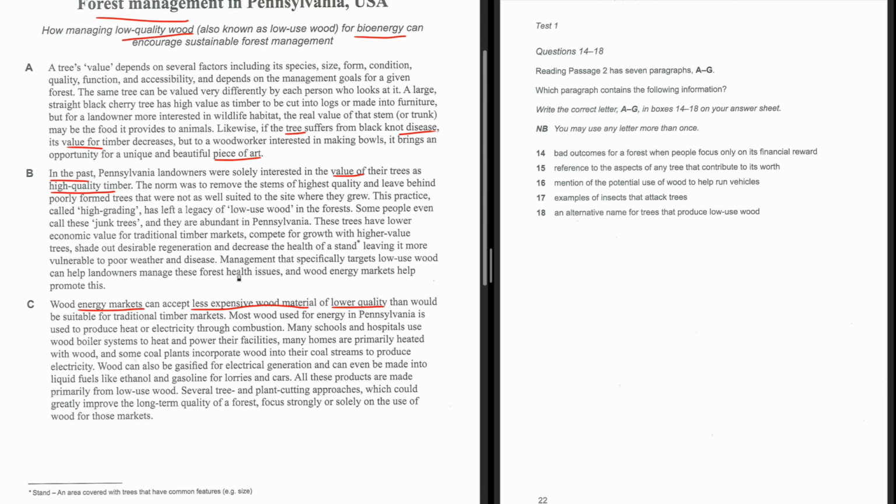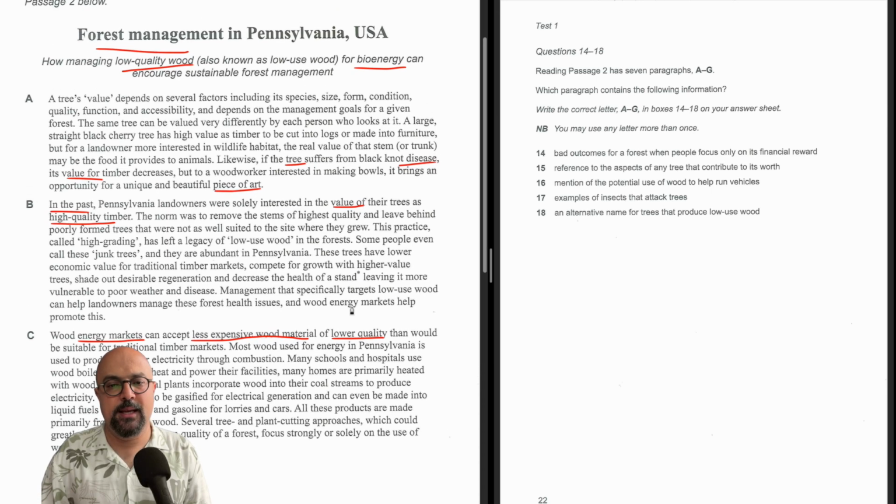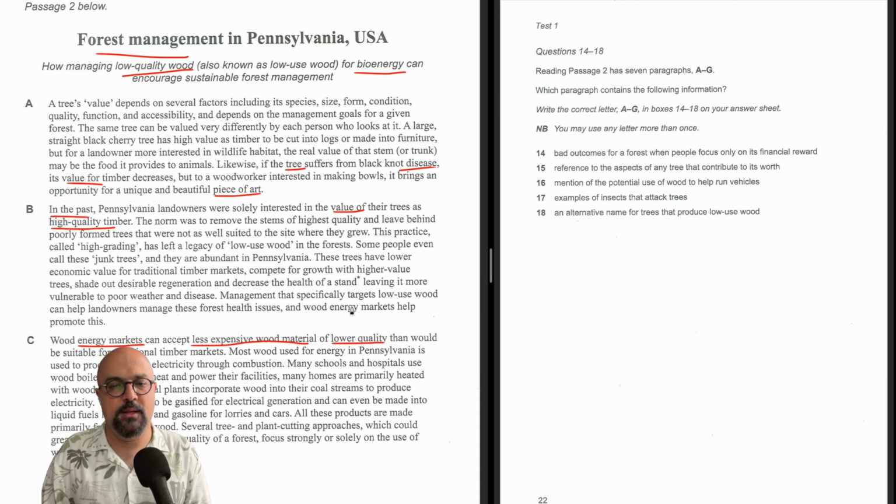These 3 paragraphs are introducing the phenomenon itself, the solution itself, and why it's done, and why or how the energy market cares about such low quality wood. And that's it. That's the amount of skimming and reading we need to do before we look at the questions.